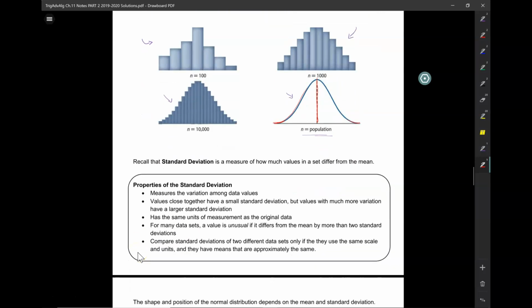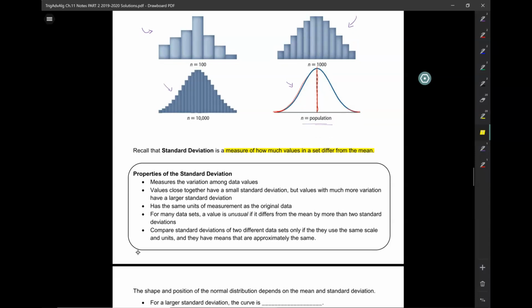All right. So now let's talk about standard deviation. We've talked about standard deviation a while back, and at that time we said it is a measure of how far a random data point will stray from the average or the mean. Again, that's just a measure of how much values differ from the mean. Standard deviation is very, very important when we talk about the normal distribution. The standard deviation, like we said, measures the variation.